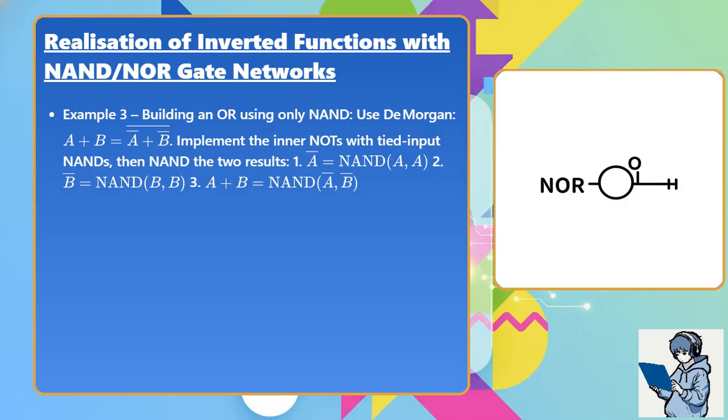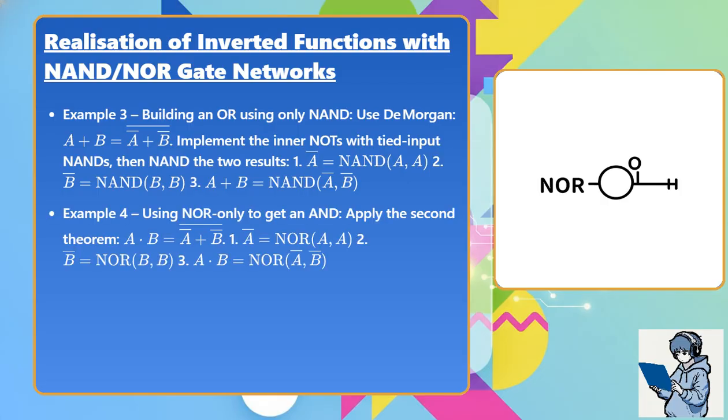Example 3, building an OR using only NAND. Use De Morgan: A plus B equals not(not A and not B). Implement the inner nots with tied-input NANDs, then NAND the two results. First, not A equals NAND of A and A. Second, not B equals NAND of B and B. Finally, A plus B equals NAND of not A and not B.